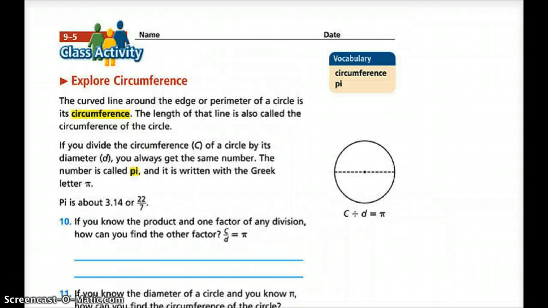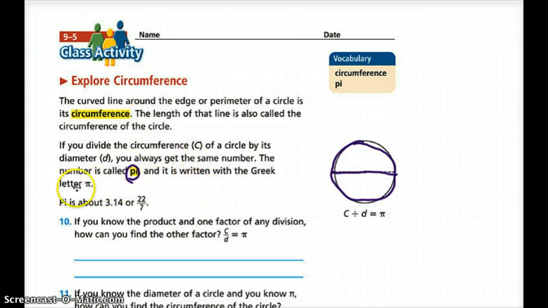Alright, so moving on, now we're going to look at circumference. So the curved line around the edge or perimeter of a circle is called its circumference. The length of that line is also the circumference of the circle. So again, the circumference is this part of the circle. If you divide the circumference by its diameter, you always get the same number. So if I divide this number by this number, you will always get pi.